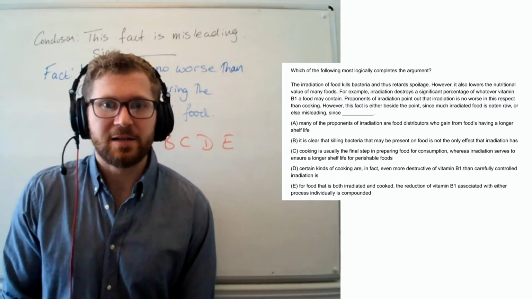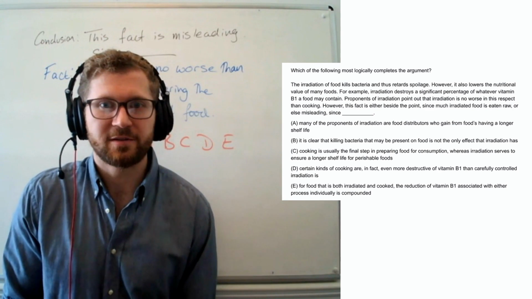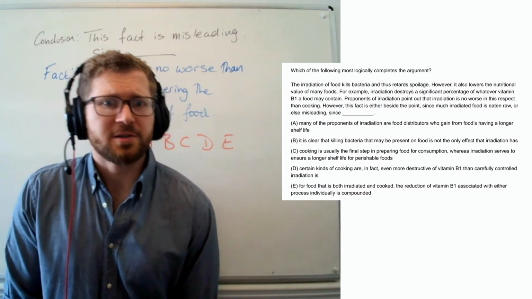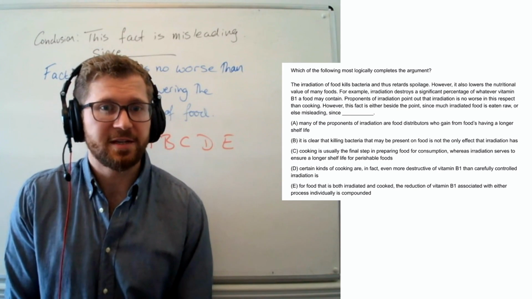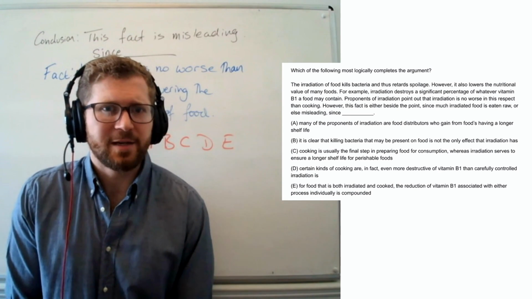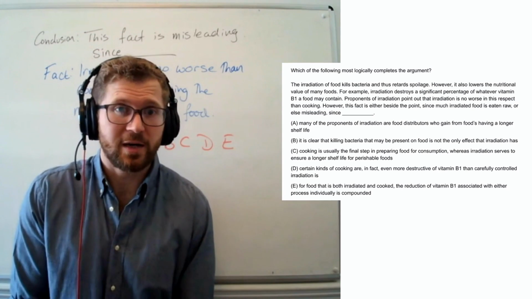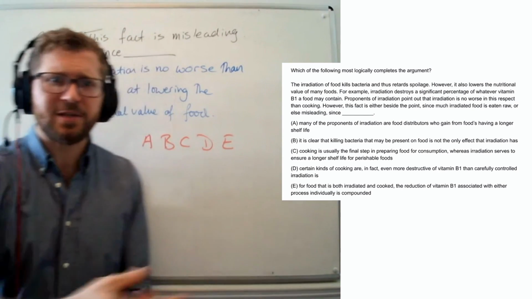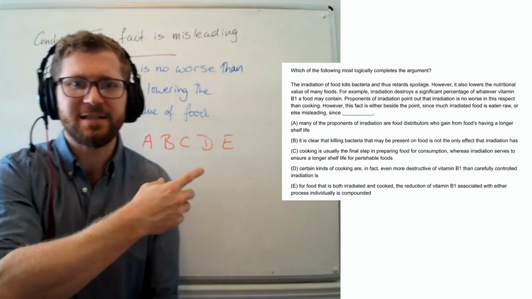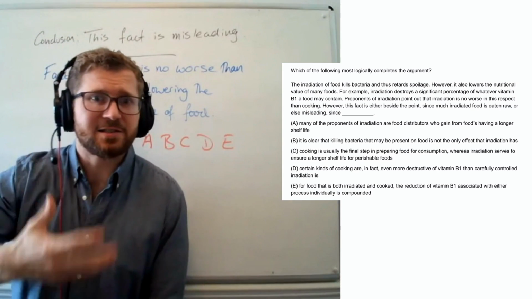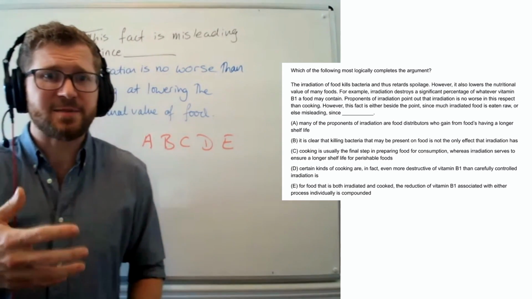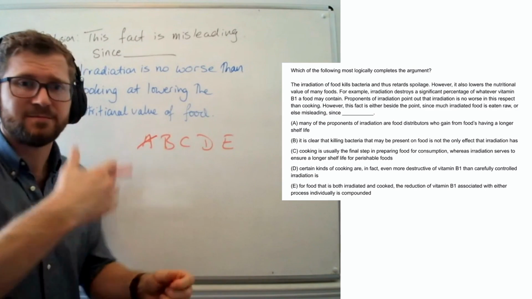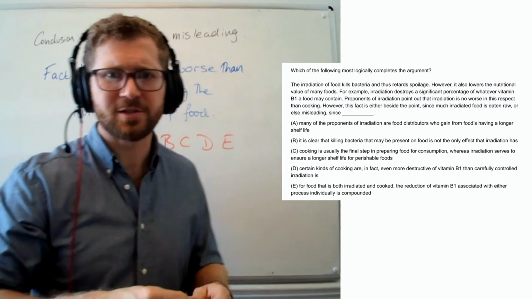So A tells us that many of the proponents of irradiation are food distributors who gain from a food's having a longer shelf life. This tells us about the proponents of irradiation, and gives us the motivation why they might want to support irradiation, but it doesn't give us any information about why this fact is misleading. It doesn't help us back up our claim that the fact is misleading, and so therefore we cross it out. It really doesn't have much to do with what we're looking for in this question.